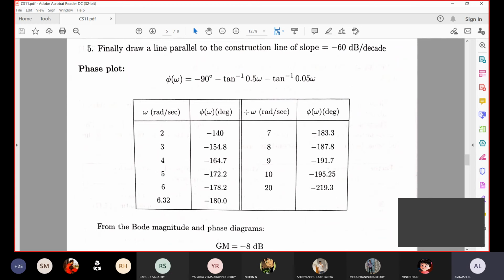If you have any doubt, or any problem in understanding how to choose these values randomly, you can choose that corner frequency. So 2 and 20, this particular corner frequency you are able to choose. Between 2 to 20 you can choose the values of range of omega, and then you can plot the phi of omega value.